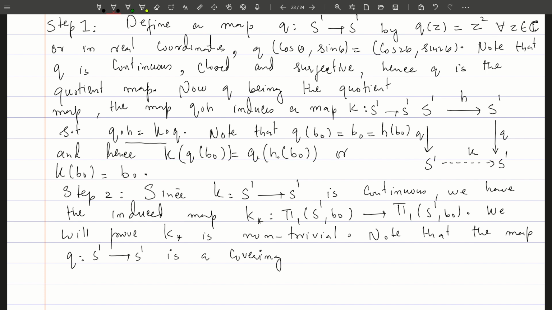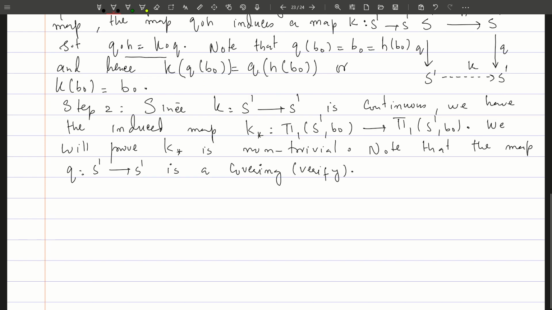So one has to verify this. So this is lab 10 exercise. So this is the covering map. The proof of this is similar to the proof that the standard map, I mean to prove this Q is a covering map. So its proof is similar to proving the standard map P from R to S1 is a covering map.